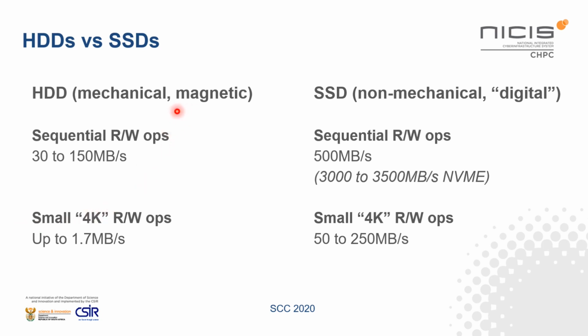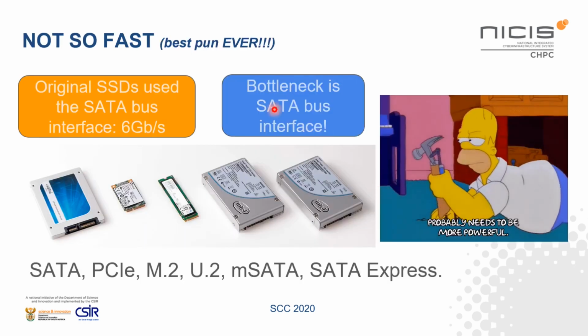Copying and moving huge files, such as movies, is a sequential operation where hard disk drives perform up to 150 megabytes per second, and SSDs up to 500 megabytes per second, with the new NVMe SSDs going up to 3,500 megabytes per second. Small 4K read-write operations reflect smaller files, which are much more common with typical interactive user operations like browsing the internet. Here, the hard disk drives perform up to 1.7 megabytes per second, and SSDs up to 250 megabytes per second. So the performance contrast between HDD and SSD should be obvious enough that whenever possible, SSDs would be preferable. Right? Not so fast!